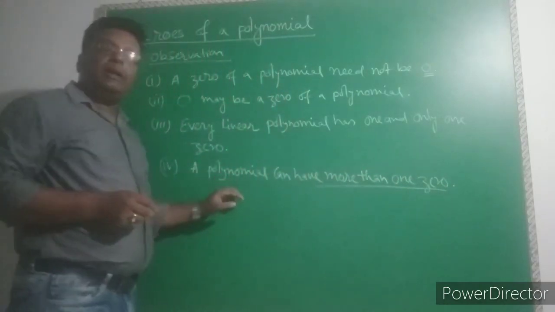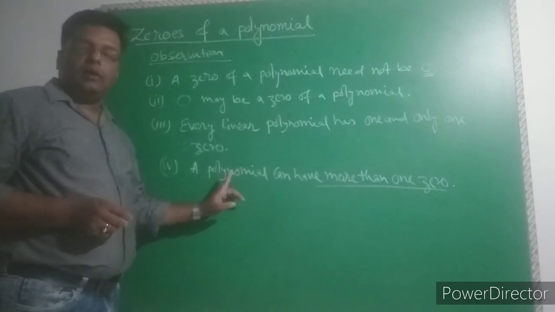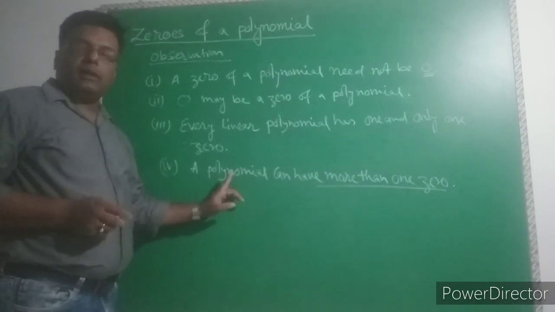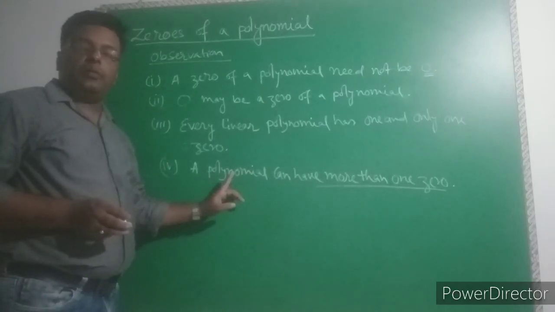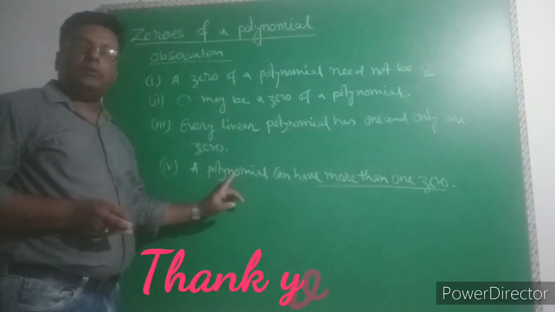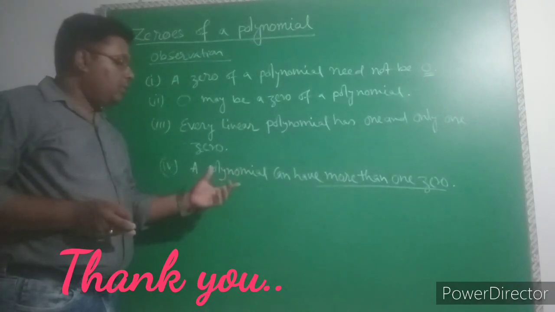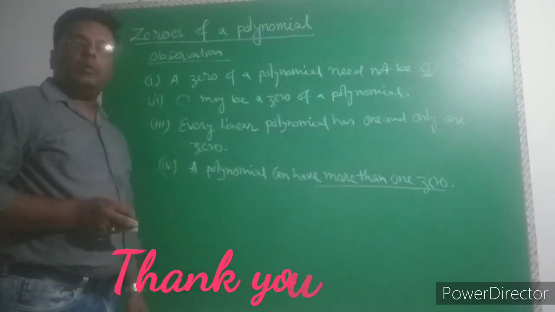Remember, for a linear polynomial, there is 1 zero. For a quadratic polynomial, there are 2 zeros. For a cubic polynomial, there are 3 zeros. If the degree is 4, that is, x to the power 4 or t to the power 4 or u to the power 4 is there, then that type of polynomial has 4 zeros.